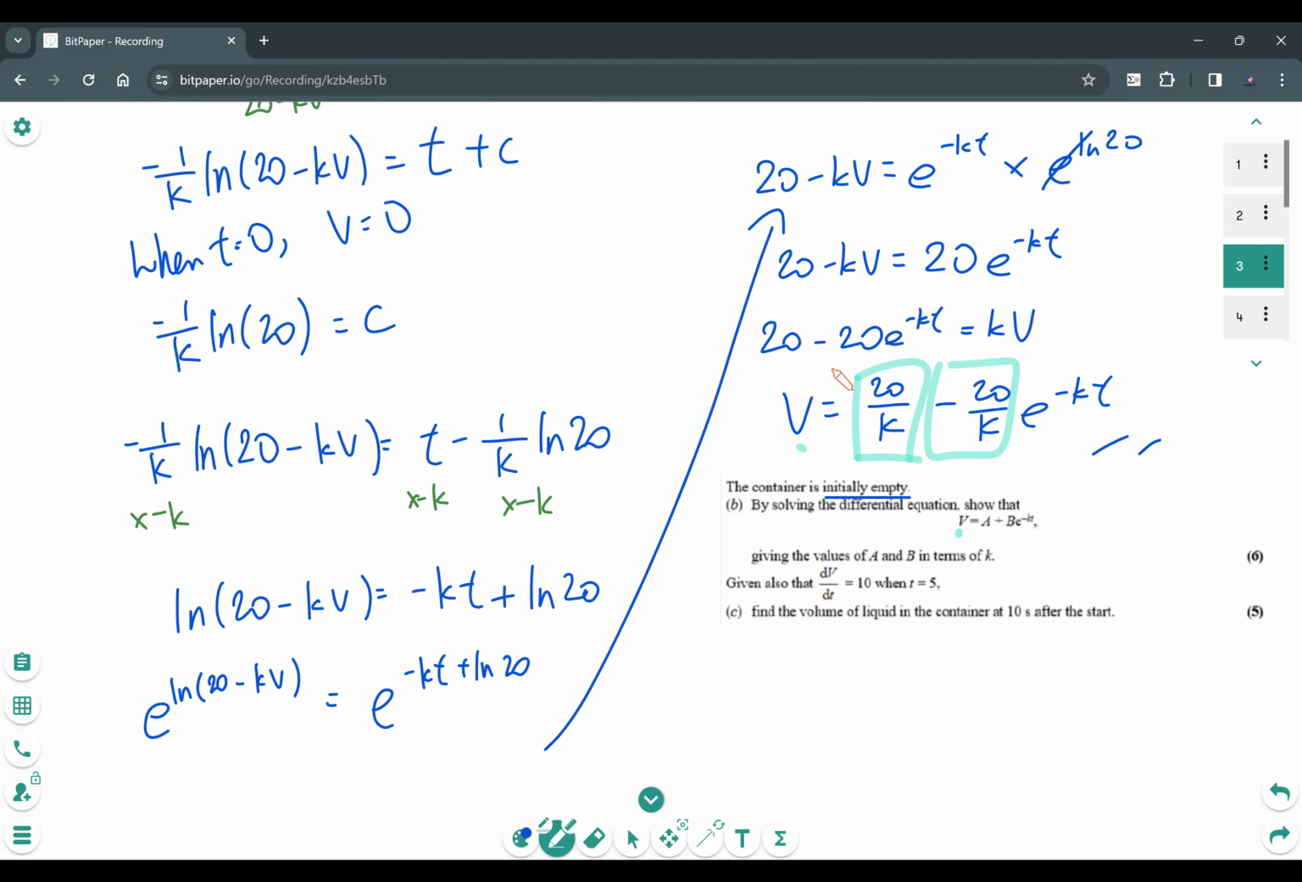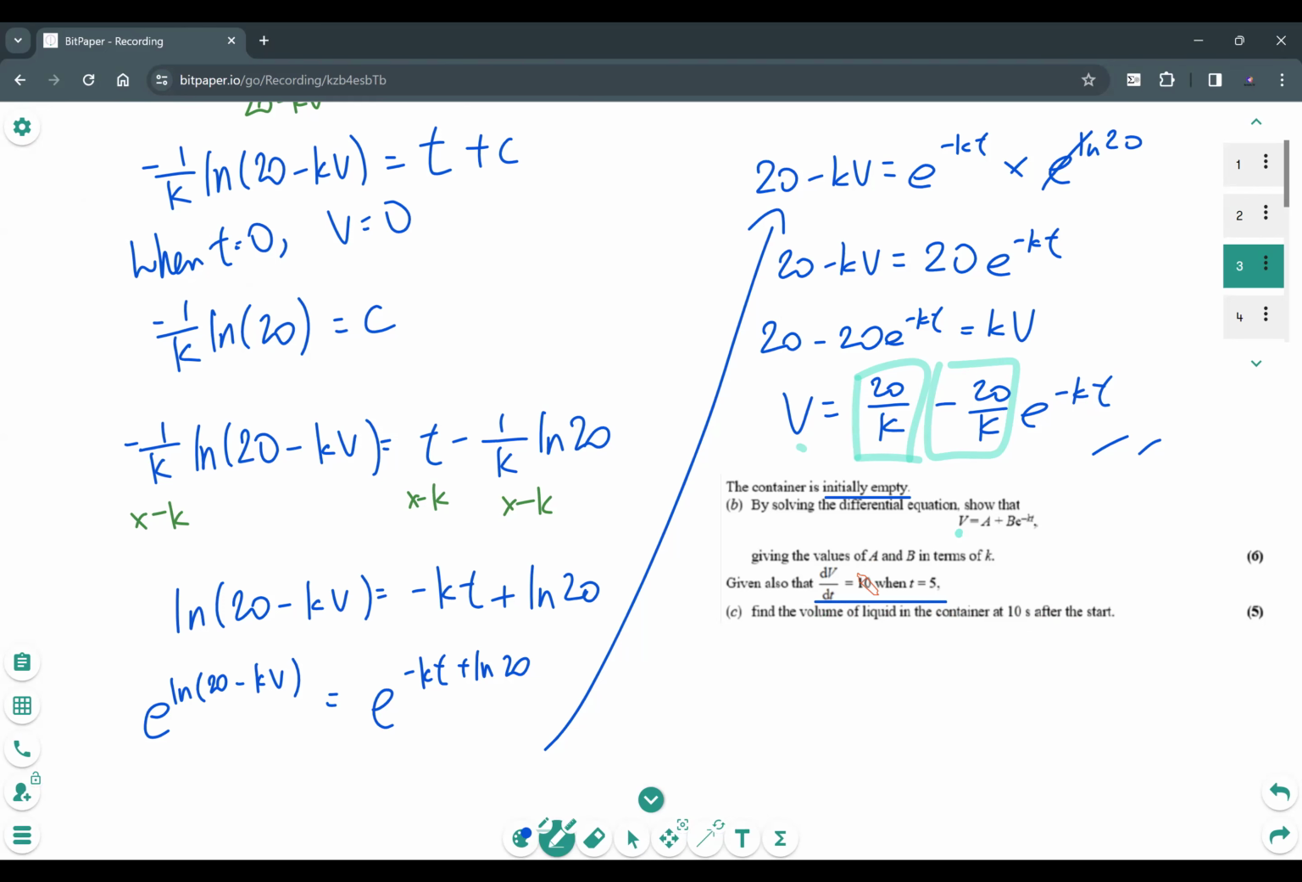If you got part B wrong, okay, have a go at part C now. Again, given also that dV/dt equals 10 when t equals 5, find the volume of liquid in the container 10 seconds after the start. Now, if you try to substitute t is 10 in here, you will find that k's value is still missing. And that's why you're given extra information here to help you work it out.